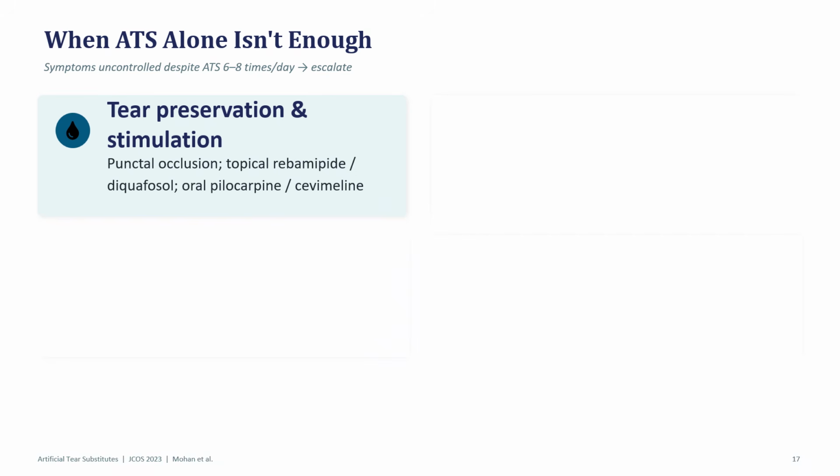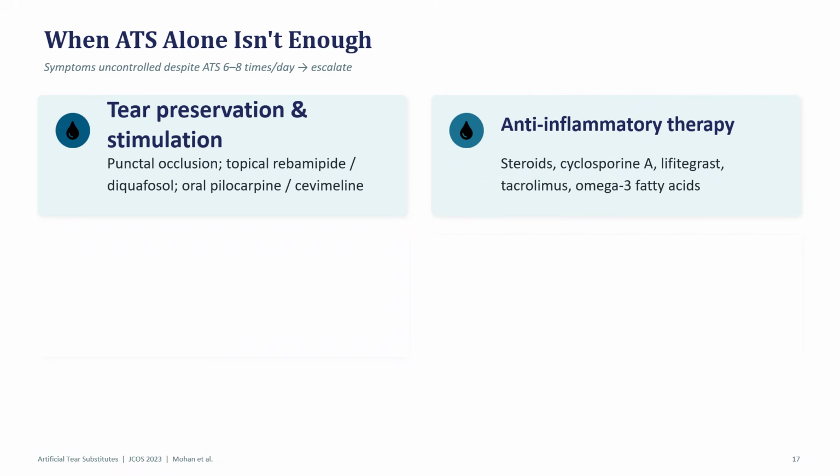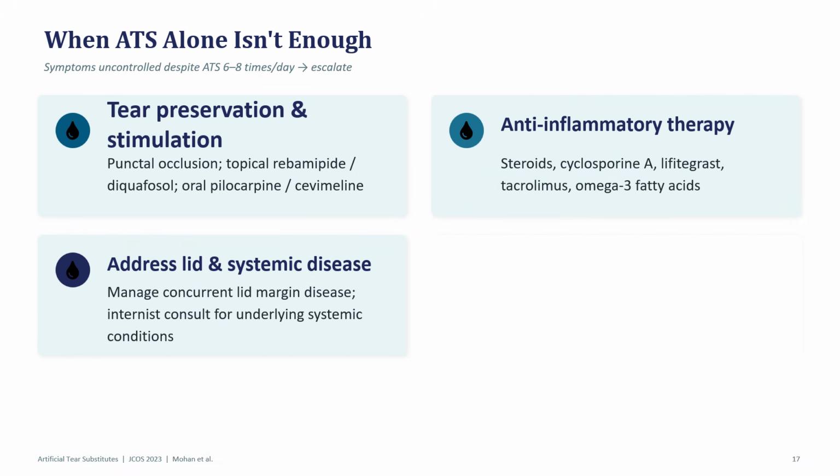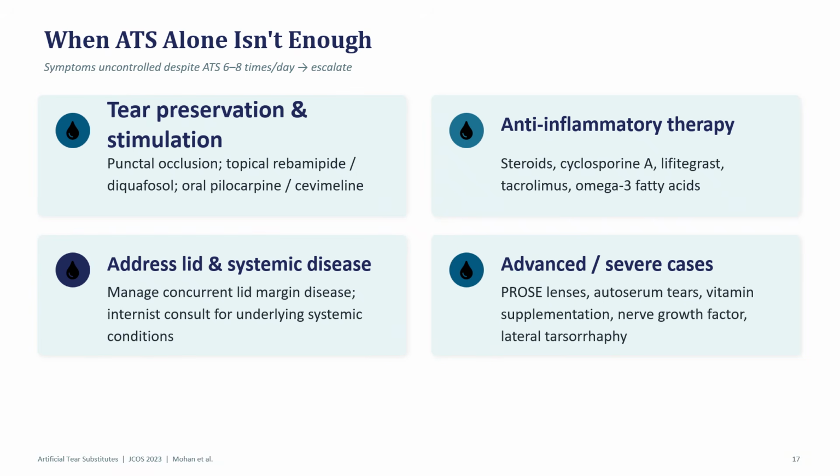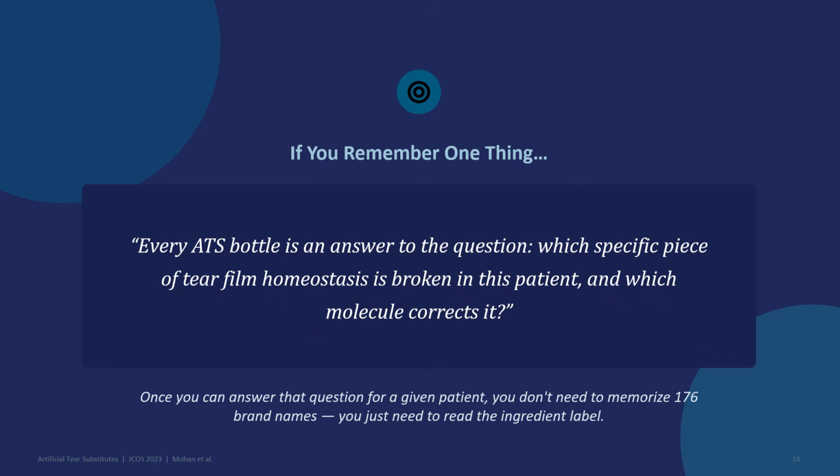When an artificial tear substitute is not enough, what do you do? You can go for punctal occlusion, you can go for anti-inflammatory therapy, you can address the lid and systemic disease, and in advanced severe cases, maybe you will have to go for other modalities of treatment. So from this lecture, if you really want to remember something, you just have to remember that every artificial tear supplement bottle is an answer to one question: which specific piece of the tear film homeostasis is broken in this patient, and which molecule will correct it. Once you answer this question for your patient, you can easily curate whatever drug you have to give to the patient.